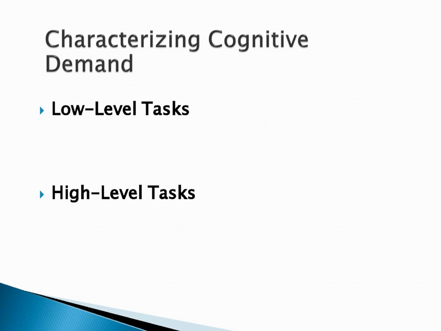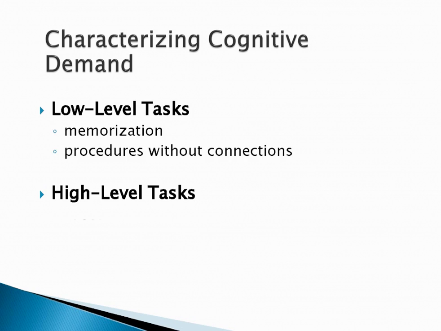A low-level task is one that merely requires recall of memorized facts or completion of a procedure that has no connection to the underlying concept. A high-level task, on the other hand, might ask students to make connections between a procedure and its conceptual basis. These connections not only help the student make sense of the procedure, but increase the likelihood that it will be recalled and used appropriately.